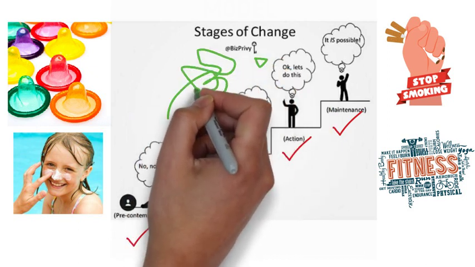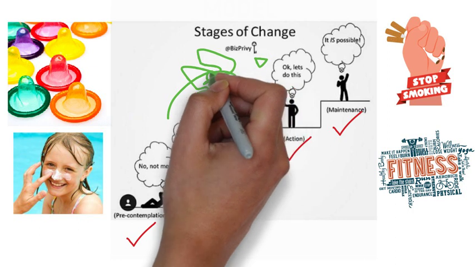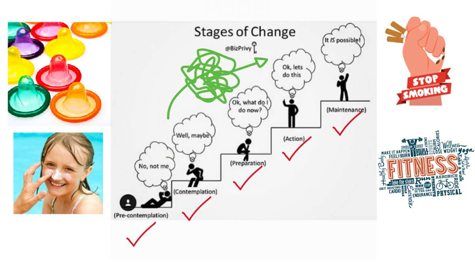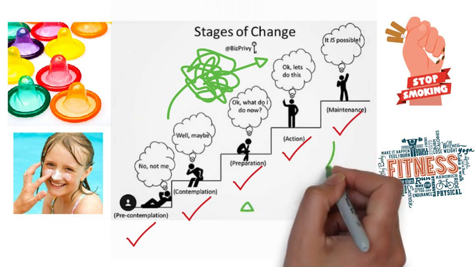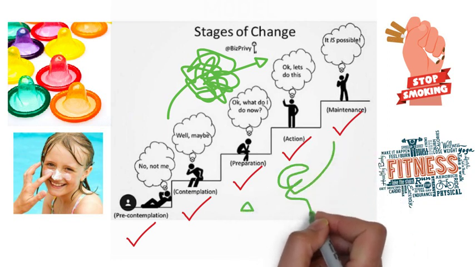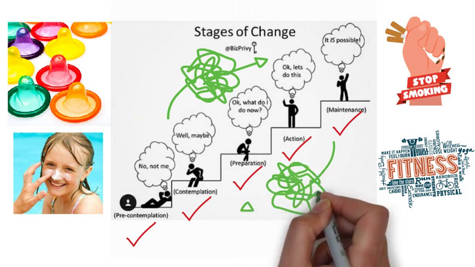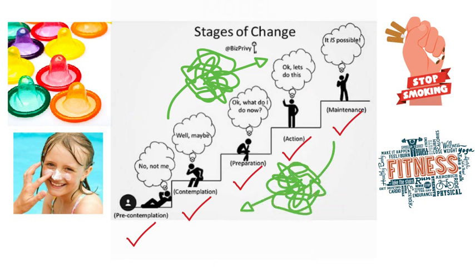Now, I've presented that in a linear, stepwise process. But if you can imagine, it's not always linear. Individuals can find themselves going backwards and forwards between stages. They may think about changing, they may prepare, but then they may go back to thinking about it and actually not go through to action. So it isn't a linear process, really.